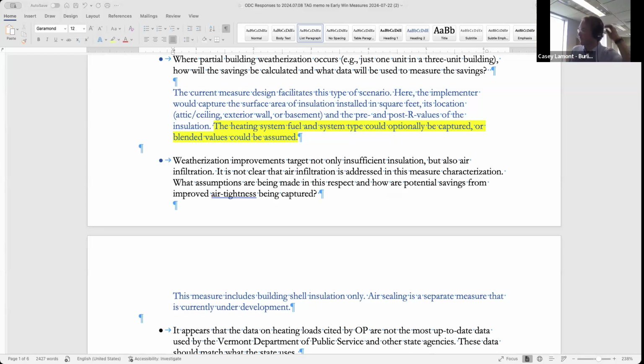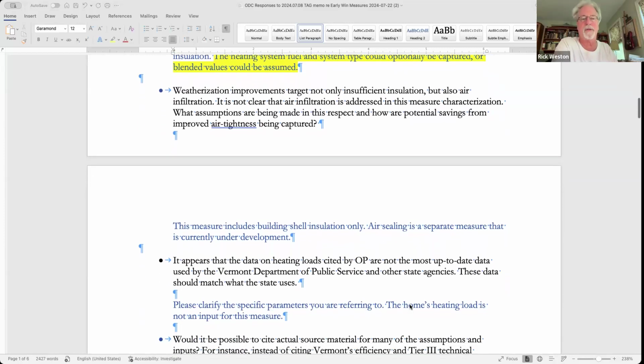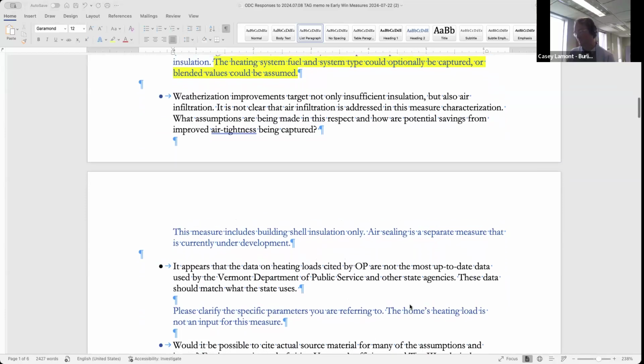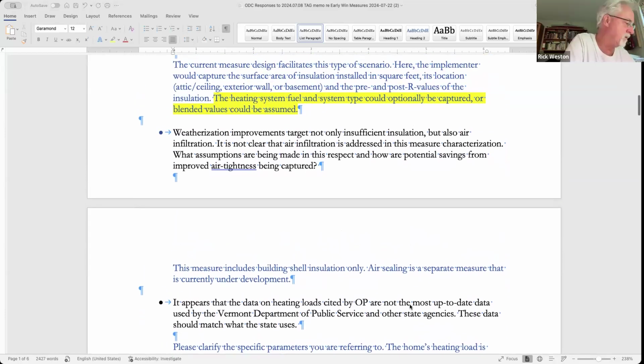Looking at the current TRM on the EU side right now, there's a separate air sealing measure that they have. So should they be including air sealing as a separate measure? That's the next question. Yeah. And I think the answer to that is yes, obviously. And they say in the next question here, preserve under development. Okay, problem solved. I think we're covered there. Is that good for everyone? All right.